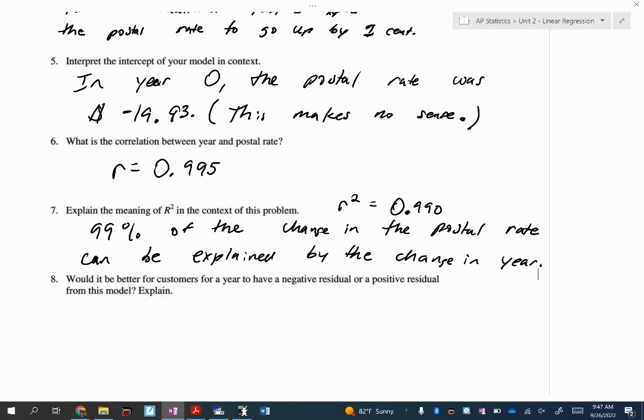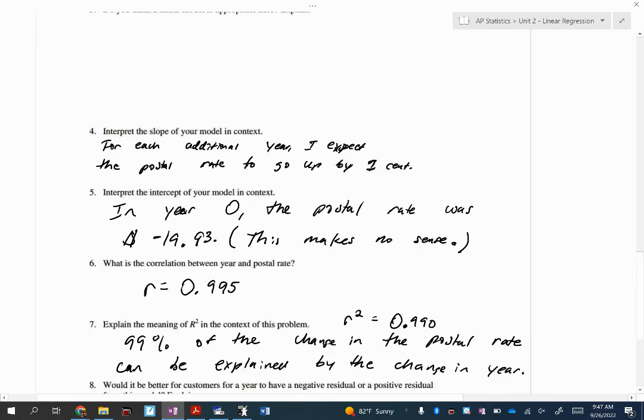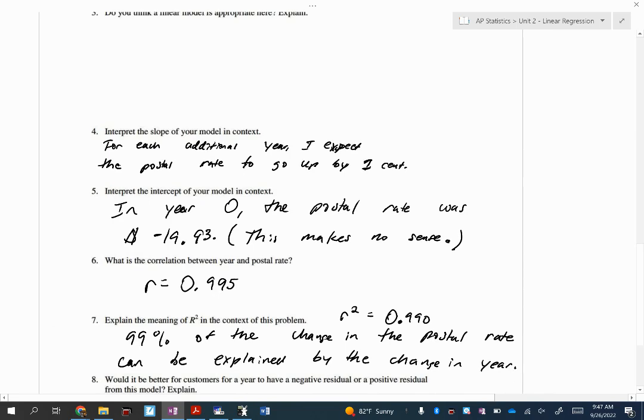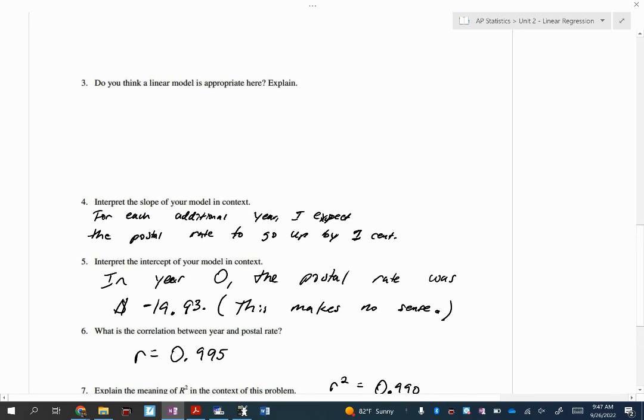Okay? Now, before I get into the last question, I want to go back to number 3. I know I skipped 3. This question number 3 is asking, do you think a linear model is appropriate here? Really, it's only asking, do you think it's okay to run a linear model? And what did we say? We said yes, and why did we say yes? Because the form is linear. And if you want to write that the strength was very strong, that's fine. But really, it's just that it's linear.